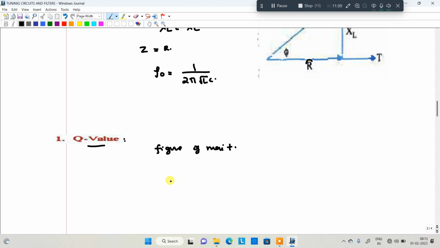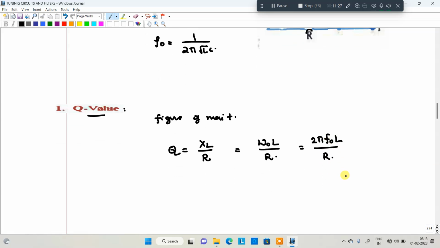Okay, the quality factor is defined as the ratio of inductive reactance divided by R, or capacitive reactance divided by R. Both are okay. Q is equal to omega naught L by R, where omega naught is equal to 2 pi F naught. This is the formula for the quality factor, which you already know. For example, if resistance is equal to 0, what about the quality factor? Omega naught L by 0 means the quality factor is infinity. Theoretically it is possible, practically it is not possible.